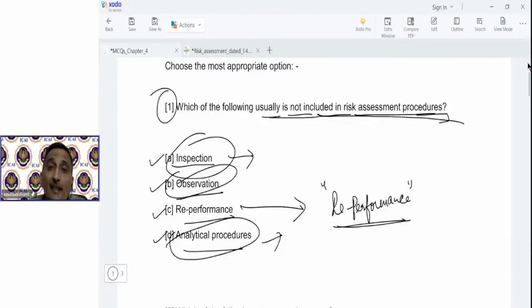Analytical procedures play the biggest role in risk assessment, guys, because I compare with some data from last year, and that is part of my risk analysis, part of the risk assessment procedure. So is it clear to you, Mohit and others, Bhumika, how analytical procedures are part of risk assessment procedures and how re-performance is not part of risk assessment procedures? Yes, guys, clear. So we move on to the second question.